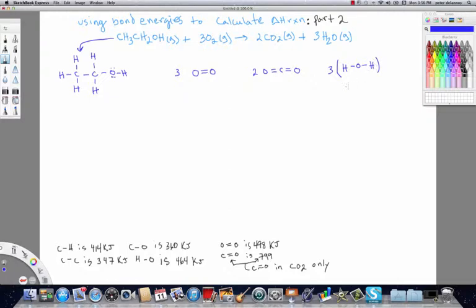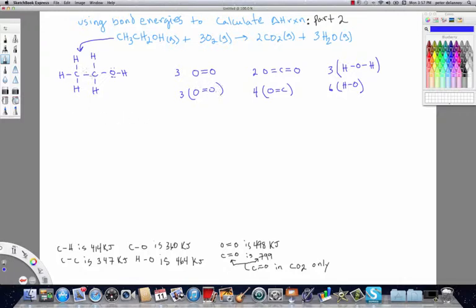total molecules, but there's 6 HO bonds. There's 6 HOs. And here there's going to be 4 O double bond C's. Here, I'm just going to rewrite it. We're going to just have 3 O double bond O's.